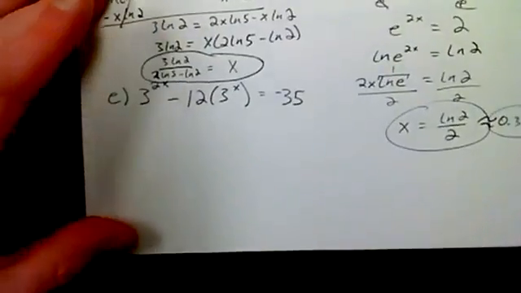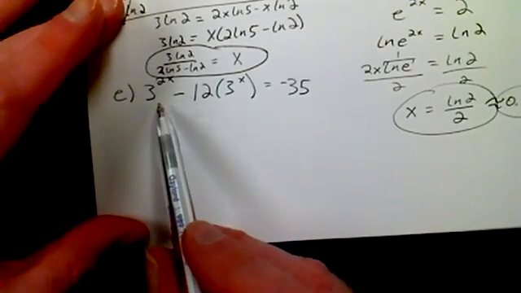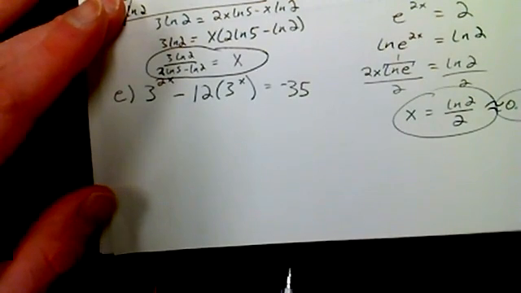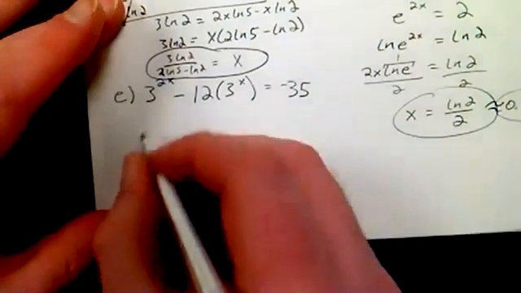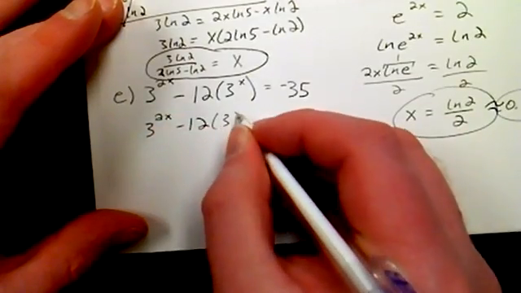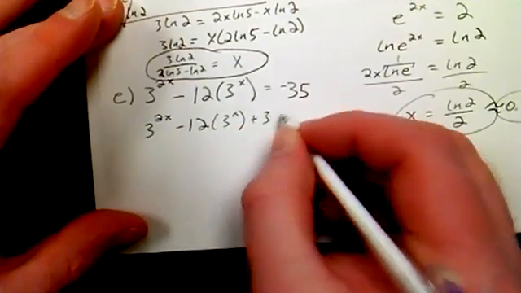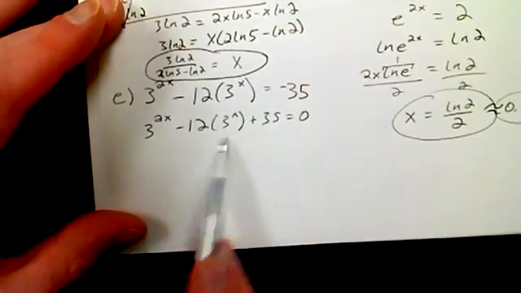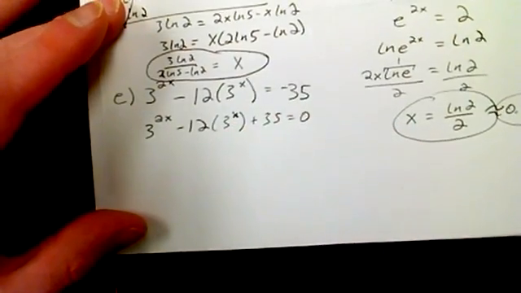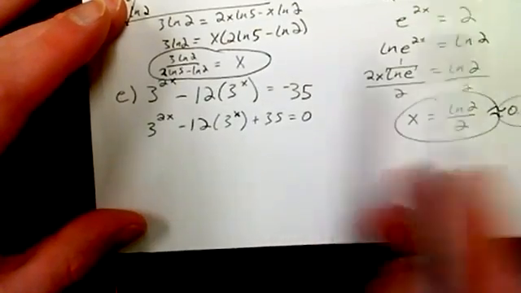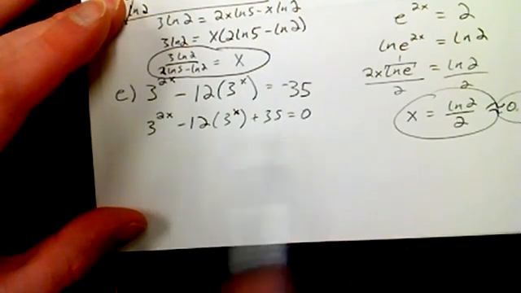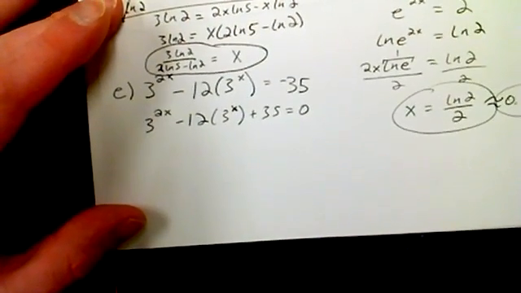I want to look at this one now. This one's pretty interesting. 3 to the 2x minus 12 times 3 to the x equals negative 35. Looks a little intimidating. I want to write it like this. And what I want you to notice here is that both of these two terms have this same base of 3. And here's what we're going to do. Notice how there's 3 terms. Pretend that instead of a 3 to the x and a 3 to the 2x I had an x squared and an x. That would just be a quadratic. We would know how to solve that.